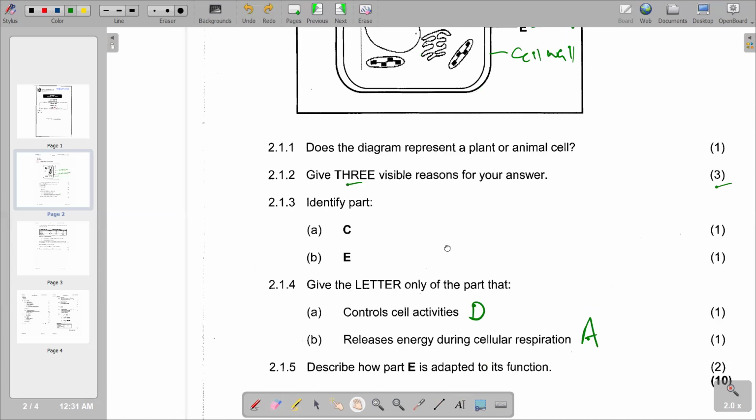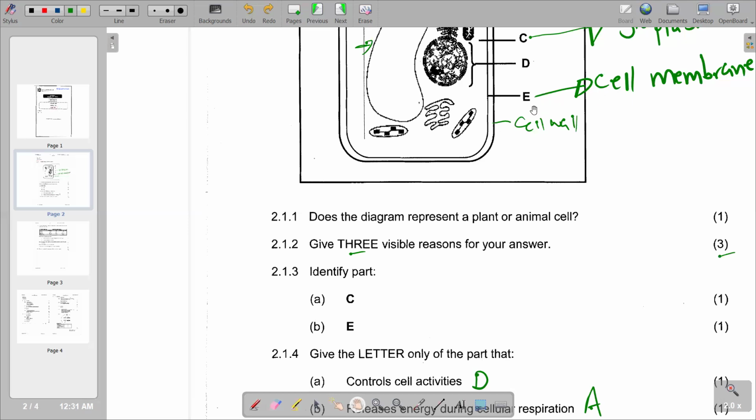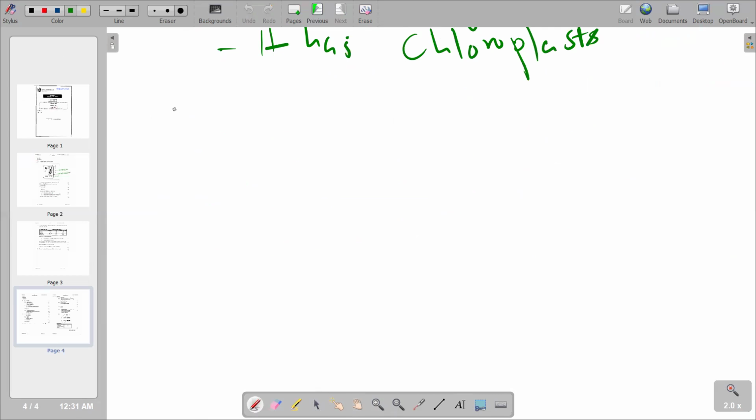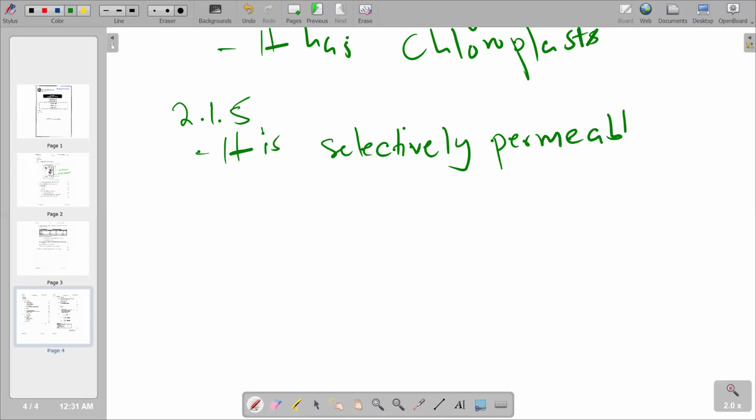It was 2 marks, so we can raise 2 points. We are saying part E is the cell membrane, and we can include 2 points there. So this is now our 2.1.5. We can include that it is selectively permeable. And also, we can say it allows certain substances to pass through.